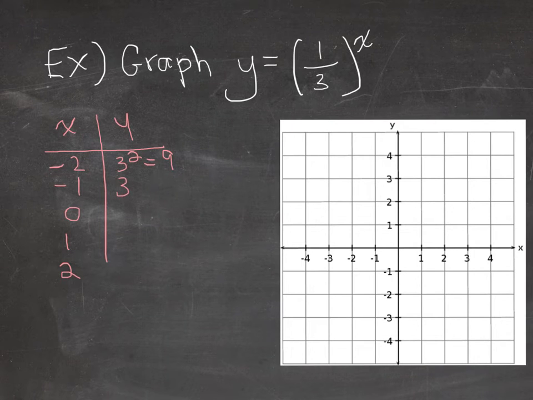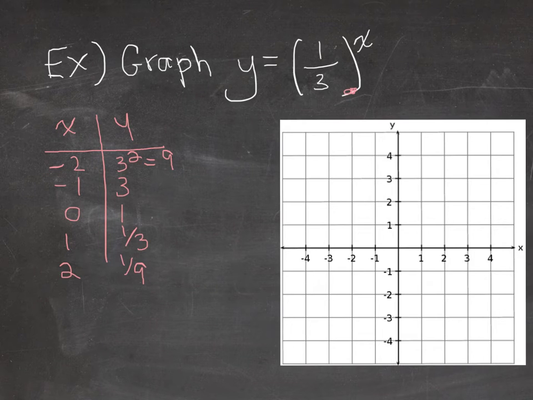When x is 0, again, 1/3 to the 0 will be 1. When x is 1, I'll have 1/3 to the 1, so 1/3. And when x is 2, I'll have 1/3 squared, so it'll be 1 over 9. I just square the top and the bottom. Again, if I plot these points, my first point is going to go way off the graph. So (-2, 9) would be somewhere way up here.